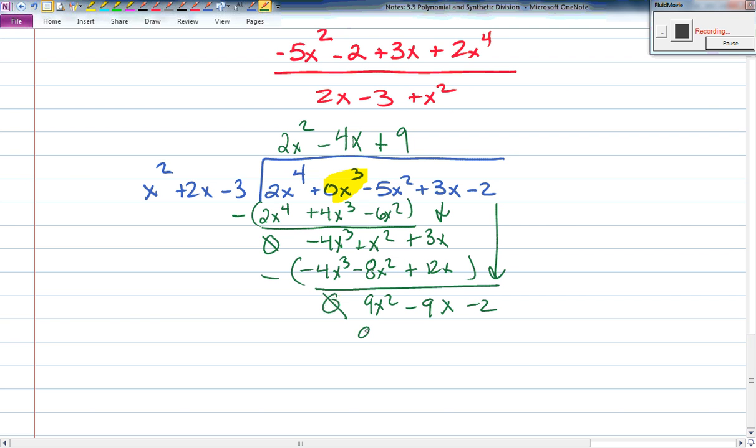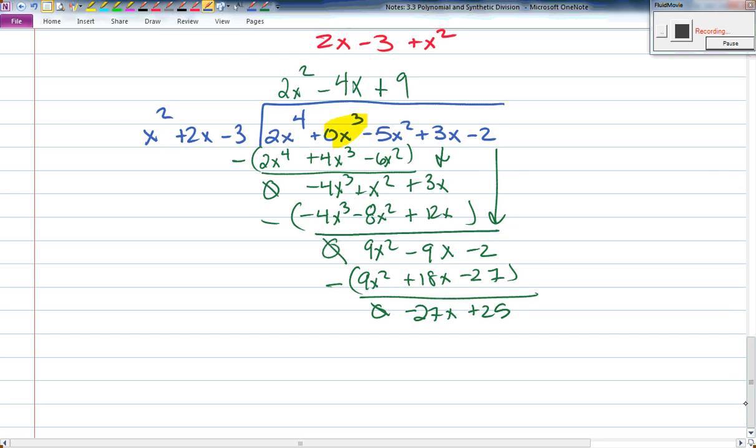9 times x squared gives me 9x squared. 9 times 2x gives me a positive 18x. And 9 times negative 3 is negative 27. We subtract and get nothing. Negative 9x minus 18x is my negative 27x. And then negative 2 plus 27 gives me a positive 25. So therefore, my answer can be represented two ways.